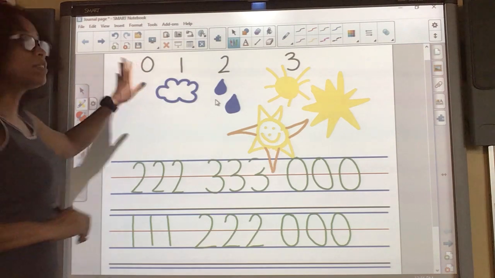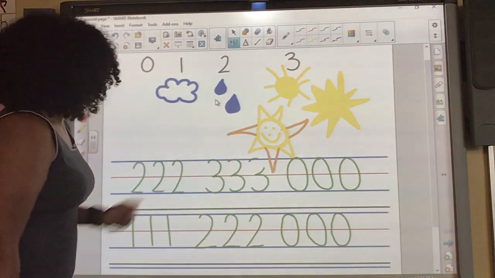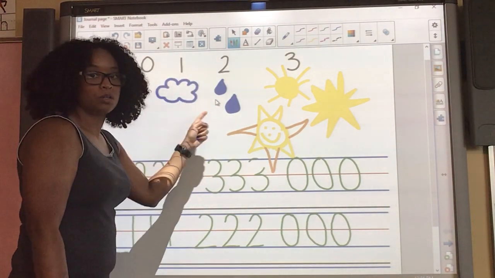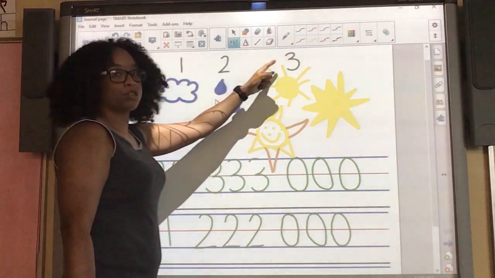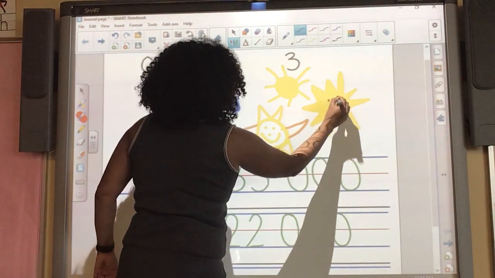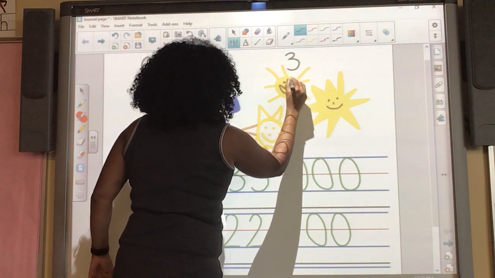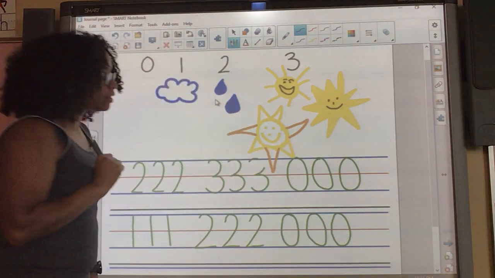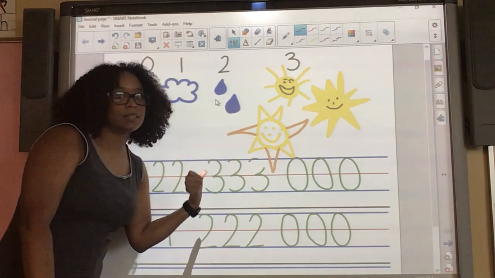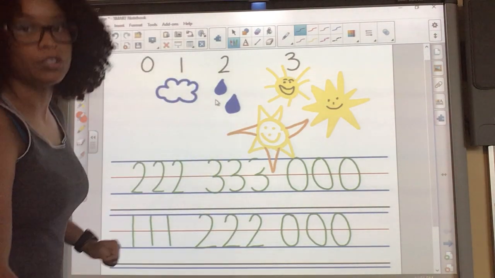Okay, so here we have 0, and 0 means what? It means nothing. Then we have 1 cloud, 2 raindrops, and 3 suns. I'm going to make all my suns happy because they're all happy to be out and shining. And there's my 3 suns. Don't forget to take a picture of your journal and send me a photo so I can see how wonderful your numbers look and your illustrations.